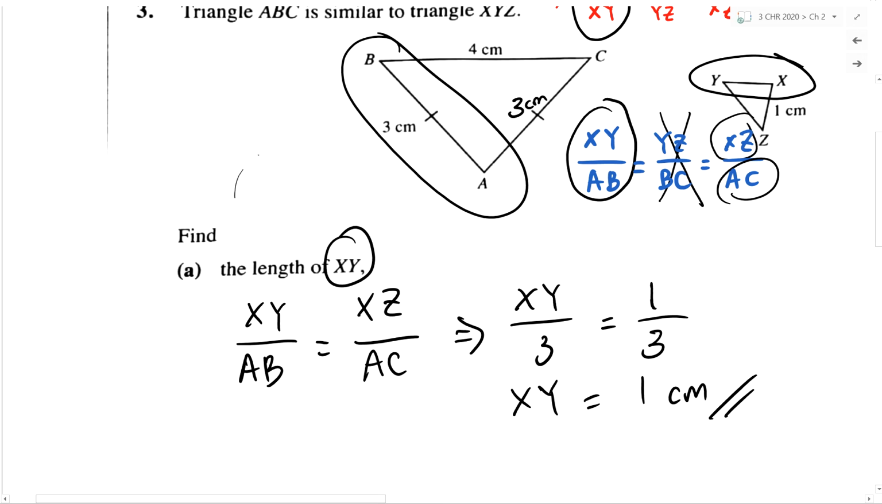Actually, when I look at the working, she was explaining to me, but all I'm looking at is just the names of the triangle. I look at AC over XZ. Are they corresponding? AC and XZ. Yeah, they are corresponding. The first fraction is okay.